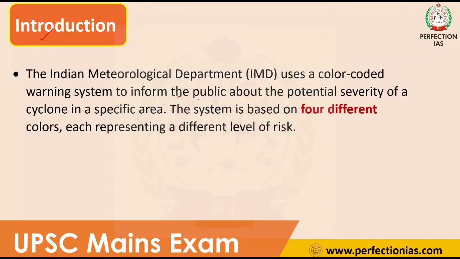In the introduction, you have to write: the Indian Meteorological Department uses a color code early warning system, the purpose of which is to inform the public about the potential severity of a particular cyclone. Some cyclones may be very intense, but many cyclones are not very intense and won't blow with high speed. So the main purpose is to create awareness among the public about the potential severity of a particular cyclone. IMD uses 4 different colors, each representing a different level of risk. So this is the introduction.